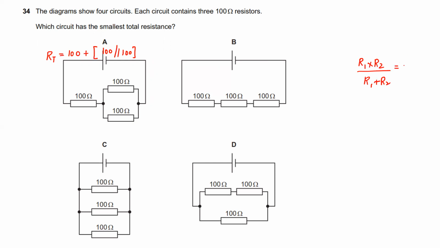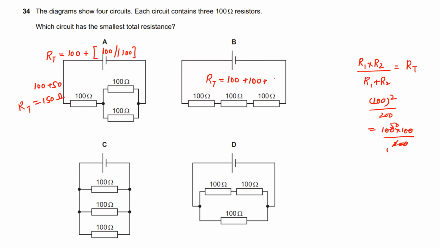So the parallel becomes something like this. So this is 100 squared divided by 200. So the answer will become 100 divided by 200, this is 50 ohms. So this becomes 100 plus 50, 150 ohms for this case. These three resistances are in series, 100 plus 100 plus 100. This is equal to 300 ohms.